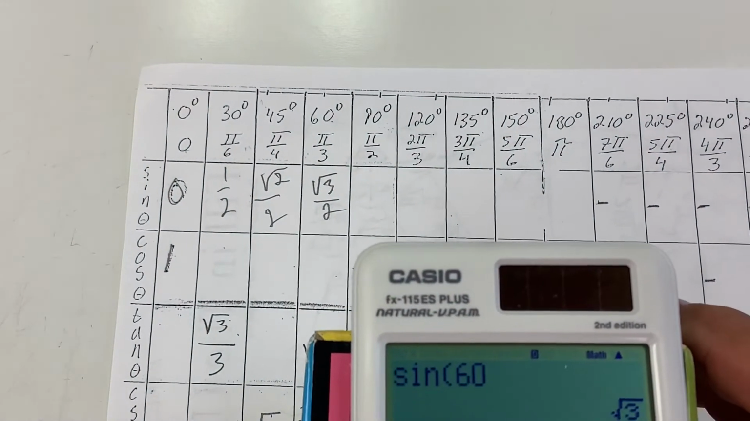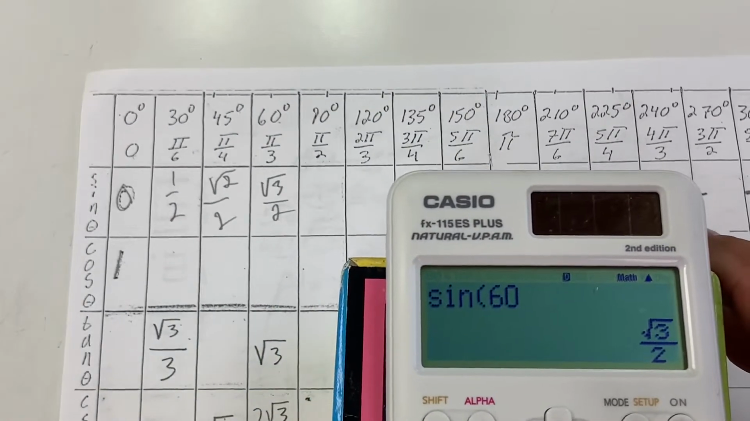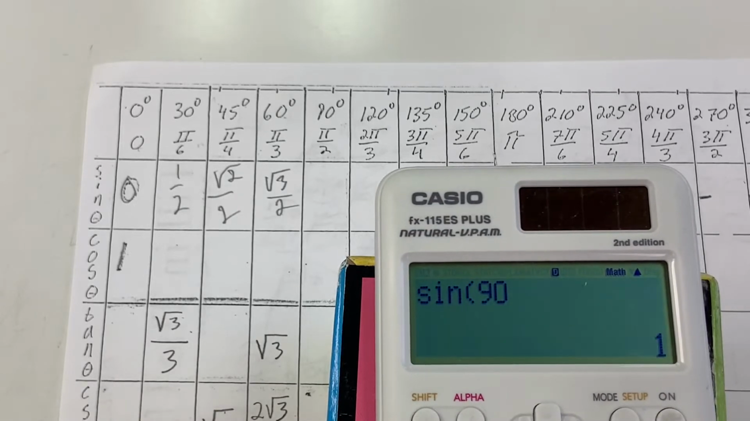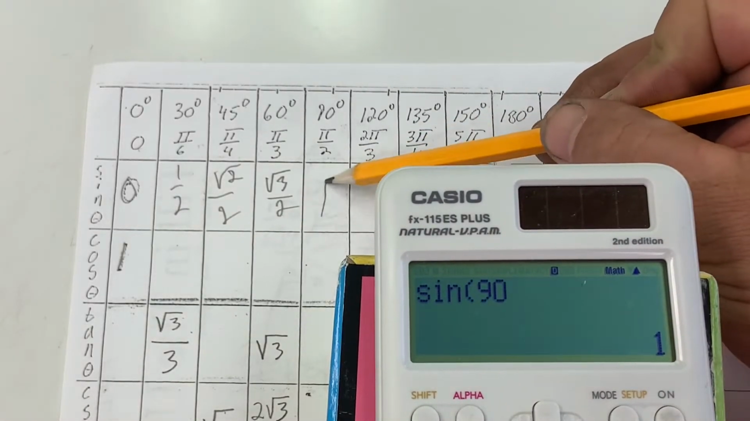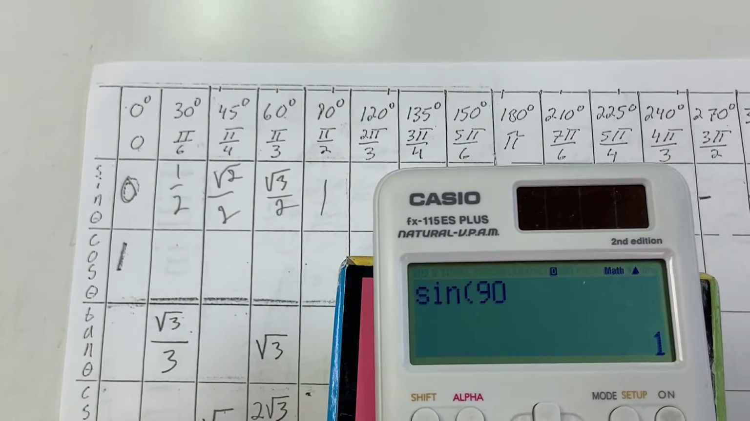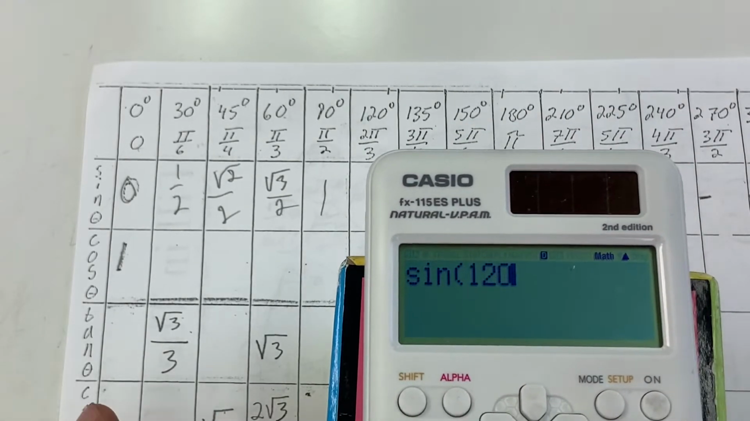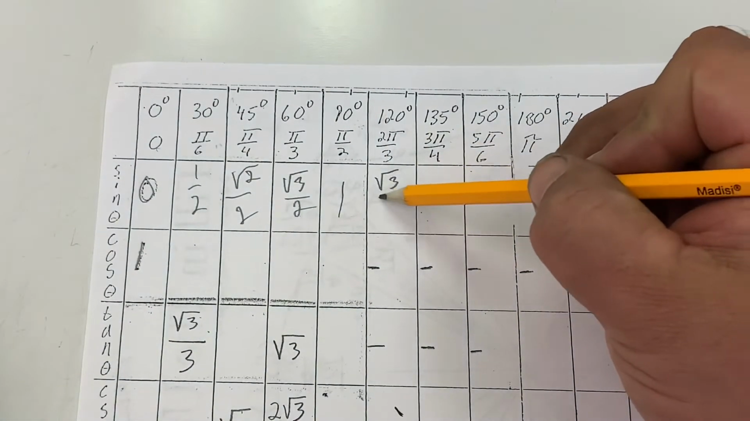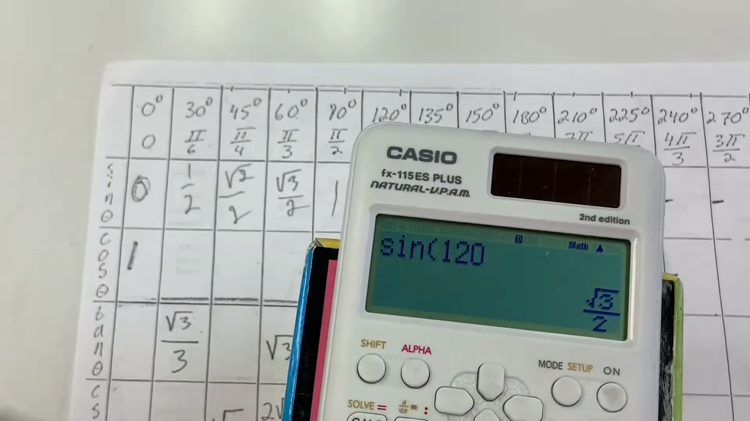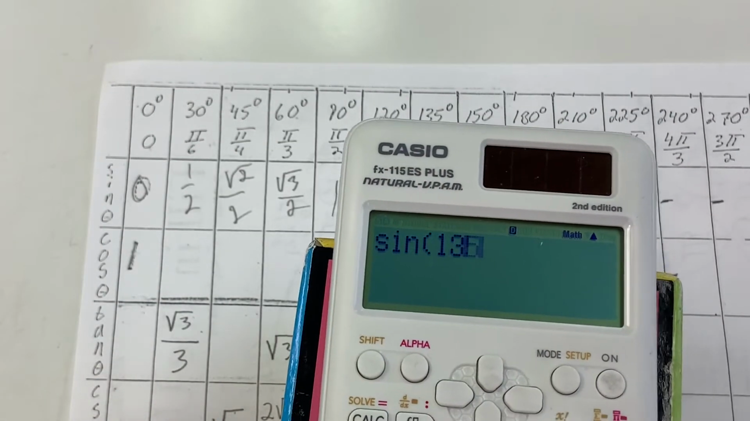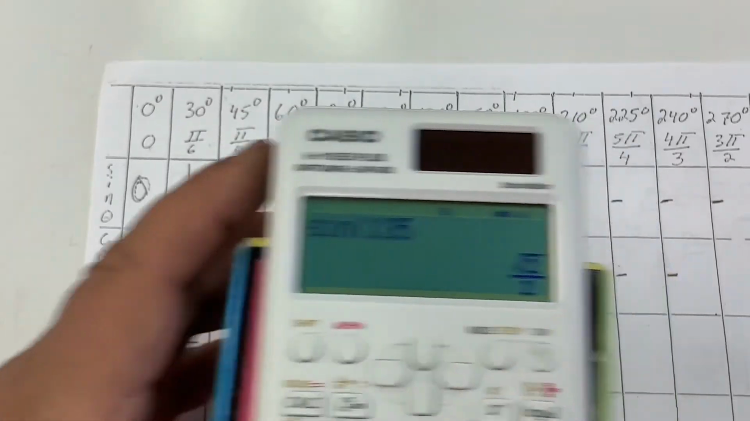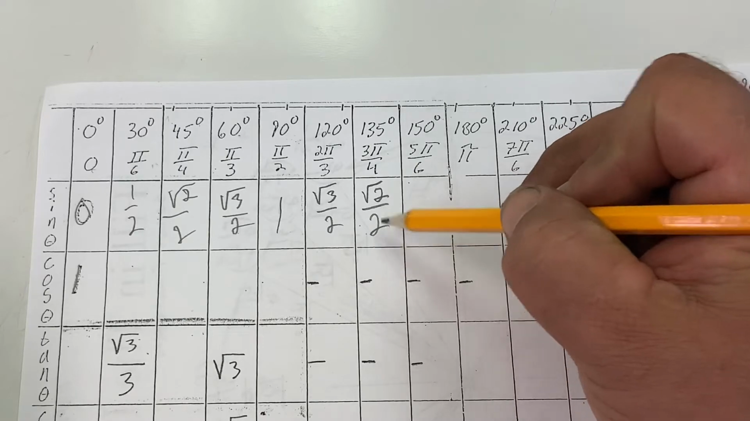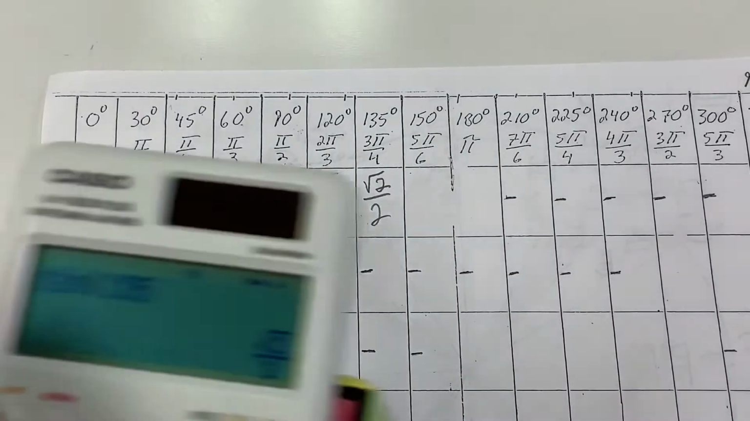Next one is sine of 90. So I'm going to type that in. Sine 90, 1. So that's going to equal 1. Sine of 120, hit equals, root 3 over 2. Sine of 135, hit equals, root 2 over 2. So they're going to start to repeat. And there's a pattern, but you just want to get this correct on the calculator as best you can.